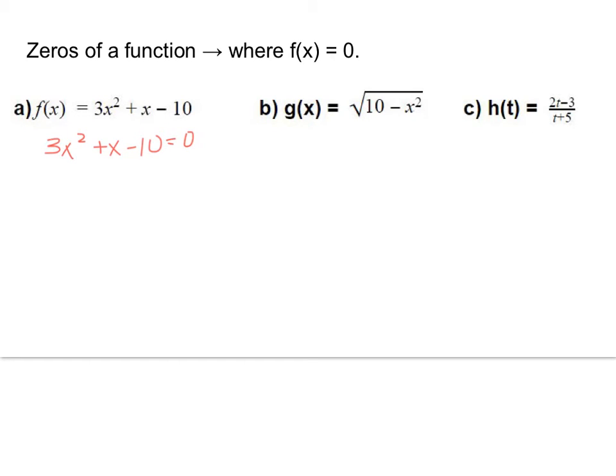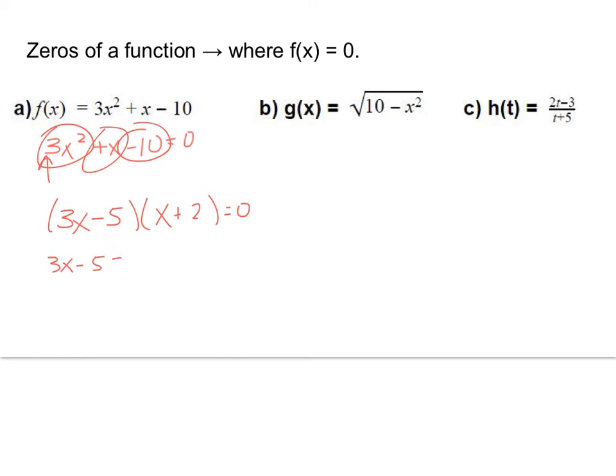If I factor it, I'm looking for two things that are going to multiply to -10, but add to 1. And so I've got to take into consideration this 3 as my coefficient here. And so I'll know it's going to be a 3x situation and an x. And this is going to factor to -5 and plus 2, and still equal to 0. So as I solve it, I've got 3x minus 5 equals 0, and x plus 2 equals 0. Add 5 to both sides. 3x equals 5. Divide by 3, and so x is equal to 5/3.